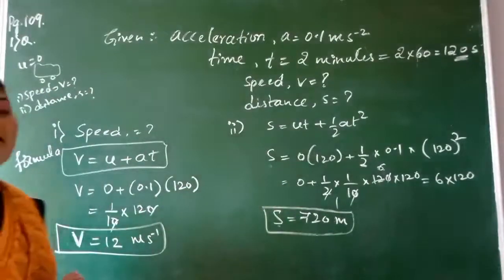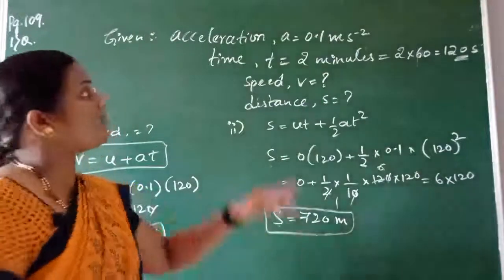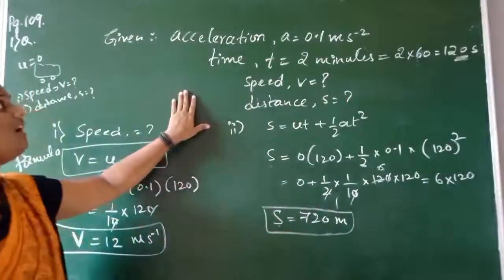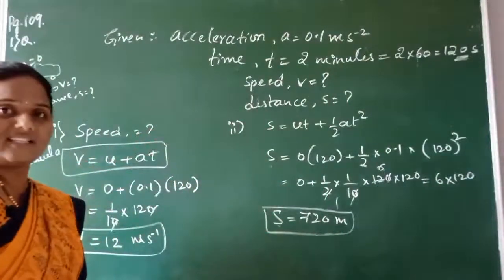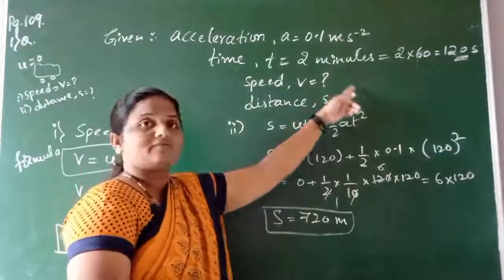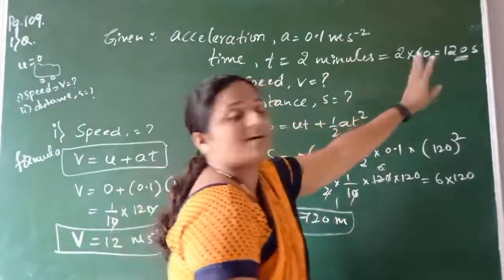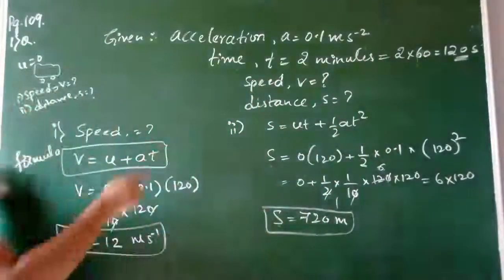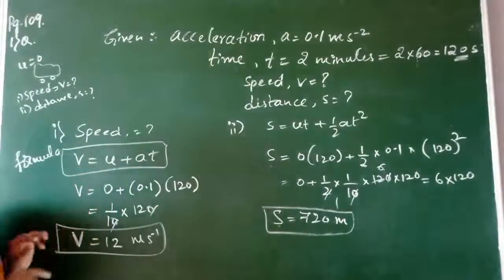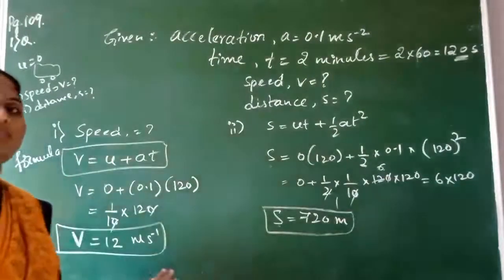In the question it is asked that a bus starts from rest and moves with a uniform acceleration of 0.1 meter per second square. In such a case, calculate the speed and distance with the help of a time of 2 minutes. Here it has been given in minutes. First convert it to seconds, because 1 minute contains 60 seconds, so multiply with that. Then with that value, use the first equation of motion, V is equal to U plus AT. After substituting, you will get a speed equal to 12 meter per second.